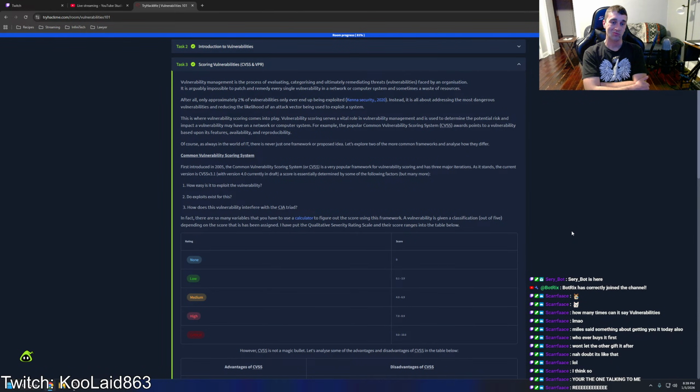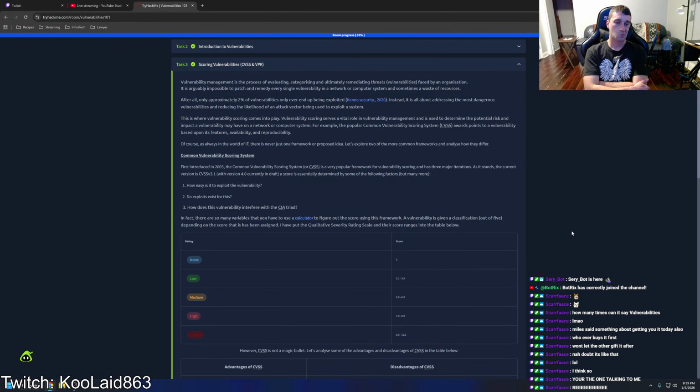Common Vulnerability Scoring System, first introduced in 2005. The Common Vulnerability Scoring System, or CVSS, is a very popular framework for vulnerability scoring and has three major iterations. As it stands, the current version is CVSS v3.1, with version 4.0 currently in draft. A score is essentially determined by some of the following factors, but many more.